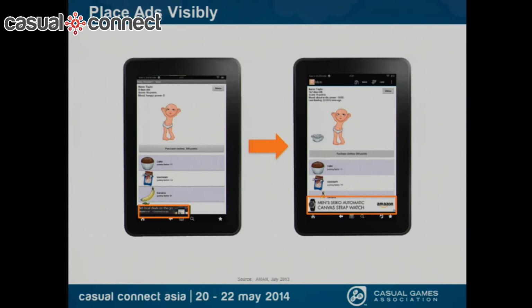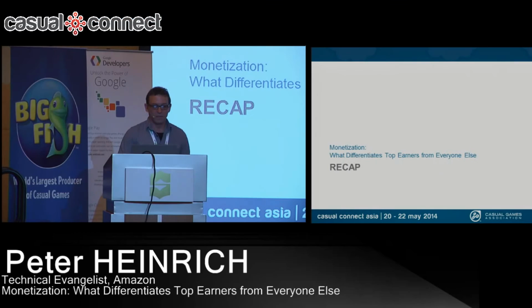We found, just practically speaking, that if you make banner ads full width, compared to that small banner ad on the left, you can actually increase your conversion by about 200%.